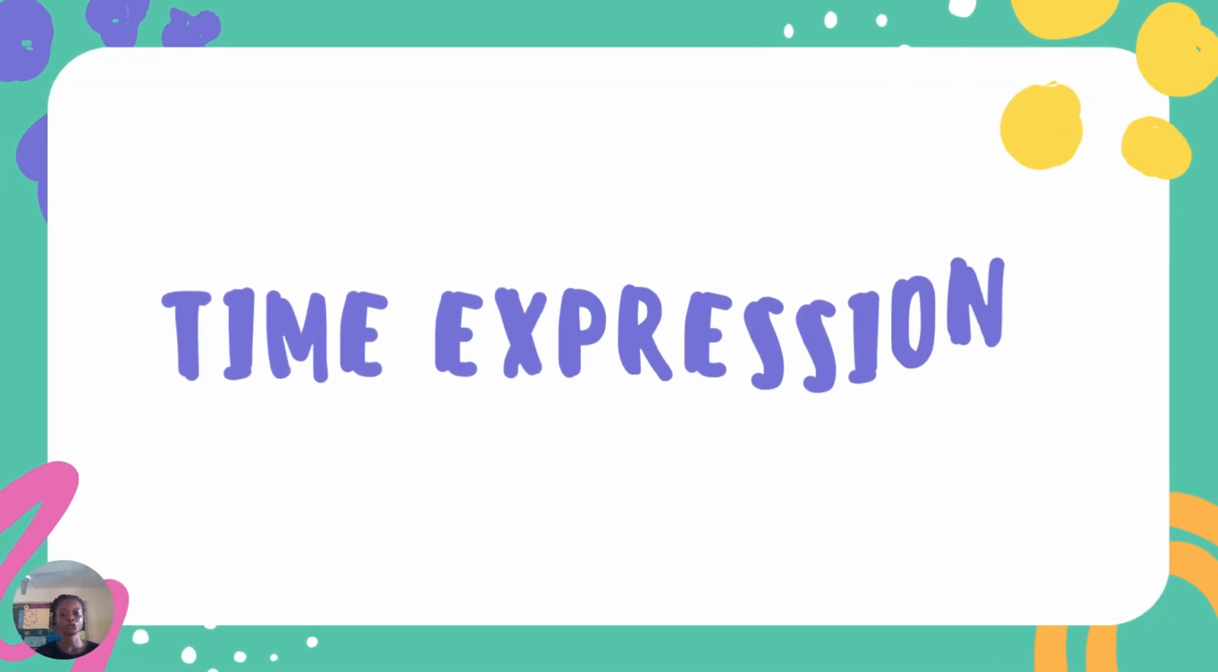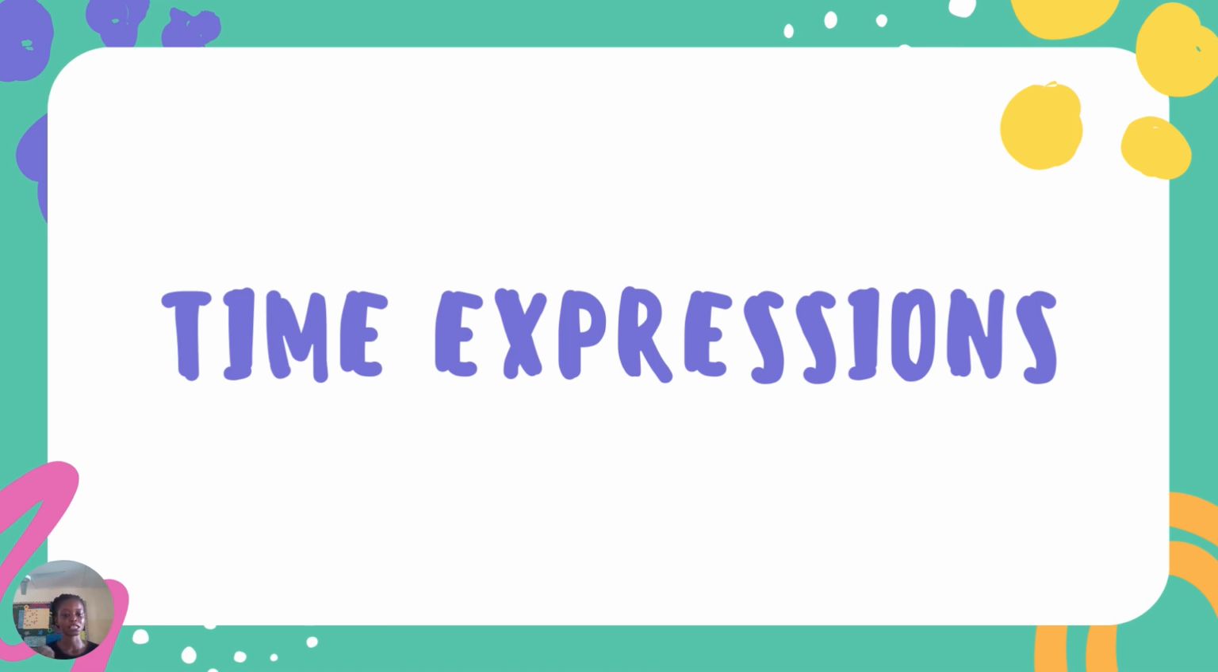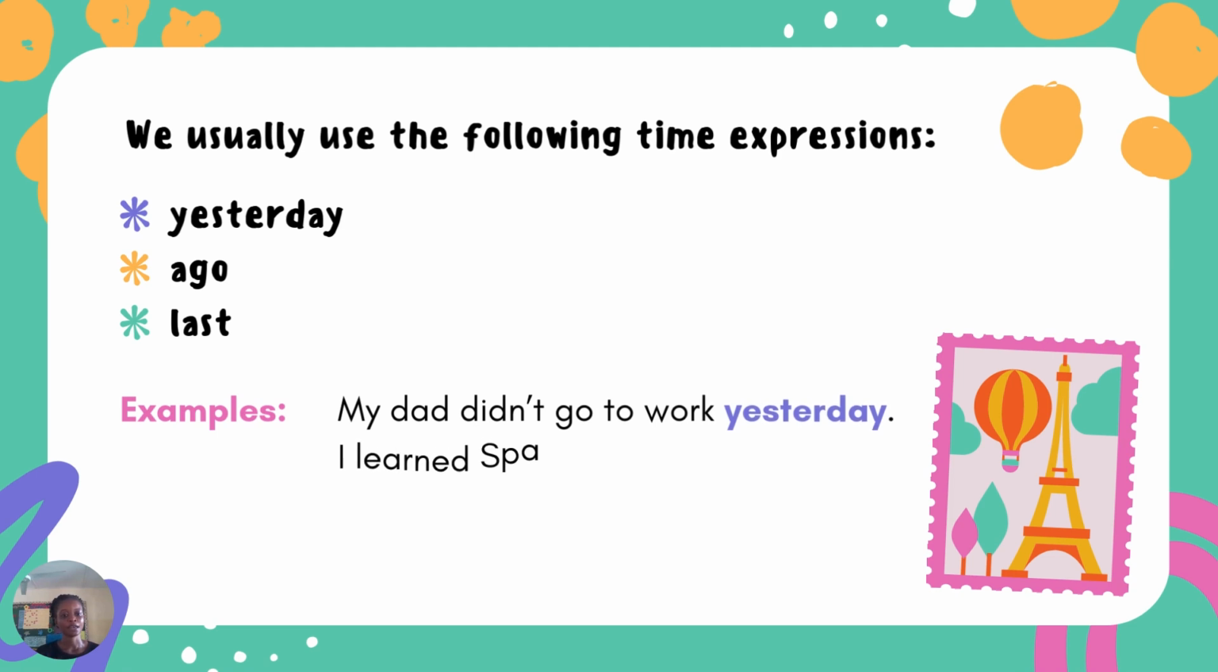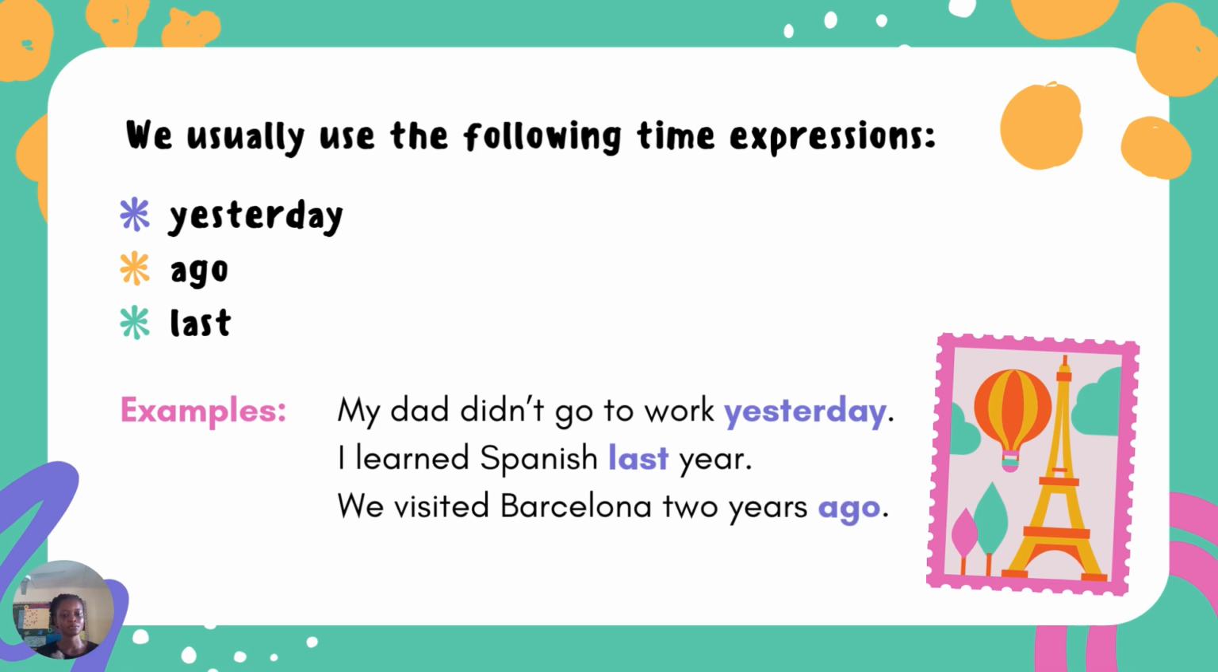Now we can also make use of past simple tense in talking about time expressions. For example, we have yesterday, ago, last. You can use these with past simple tense verbs when you're talking in past simple tense. For example, my dad didn't go to work yesterday. Yesterday implies that that action took place in the past. I learned Spanish last year.